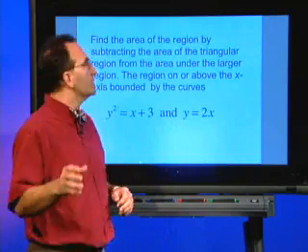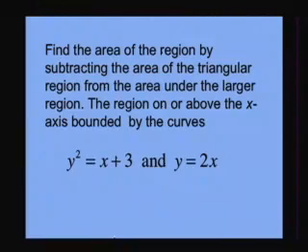I would like you to find the area of the region by subtracting the area of the triangular region from the area under the larger region, and then the region on or above the x-axis bounded by the curves y squared equals x plus 3 and y equals 2x. Draw a diagram or have your graphing calculator help you with that to see how to set it up. So pause the video while you work on this problem, and when you are finished, restart the video to check your solution.